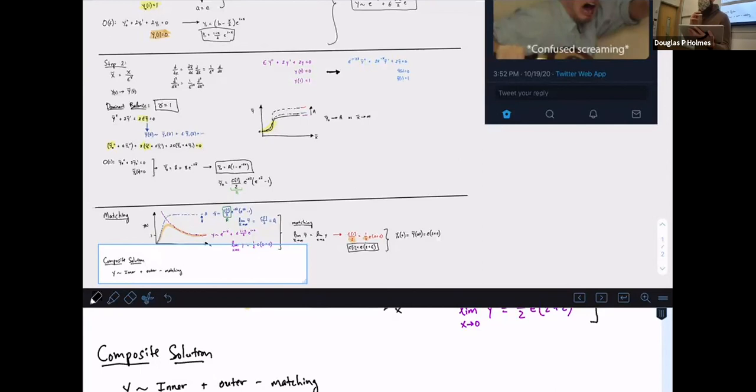So to find your composite solution, you're always taking the inner solution. You might have more than one inner solution. We'll talk about that next class. Adding it to the outer solution and taking away the matching condition. If you have more than one inner solution, you'll have more than one matching condition, so you have to take away all of your matching conditions.